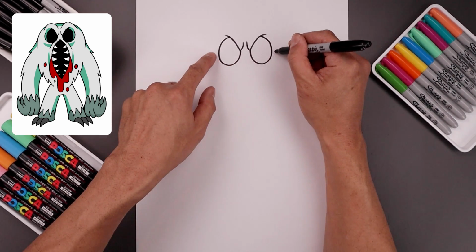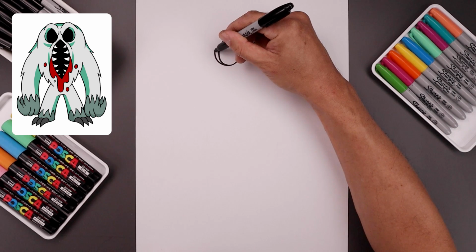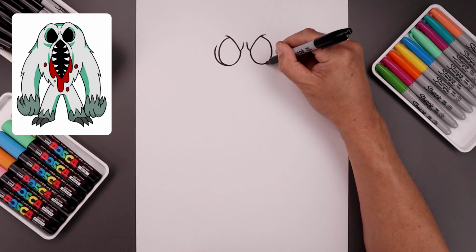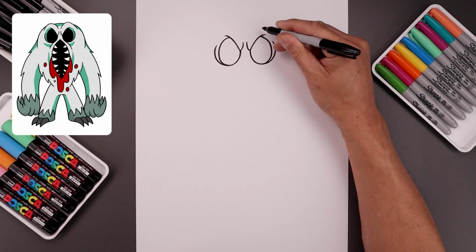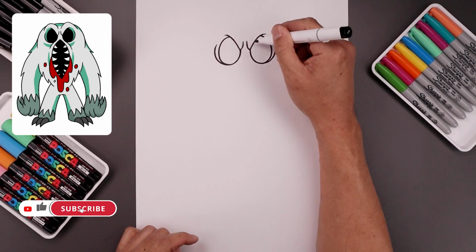Let's add a fold and bevel along the bottom of the eye. Starting from the left, we go out, pull it up along the side, and then in. Now I'm going to switch to my thick black marker and fill the inside of the eyes in black.